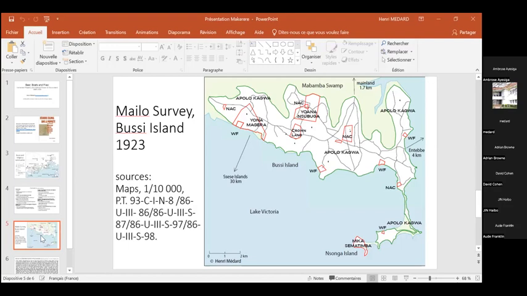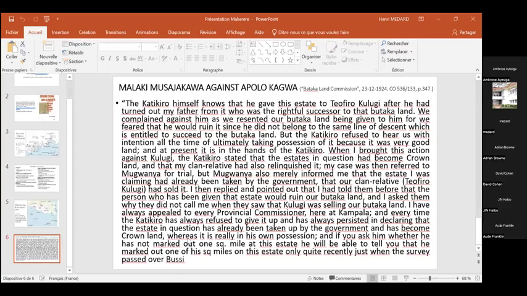Let me now get into, okay, can we actually even show you the other document? We'll go back to the map and we'll go back to this document, but I'll try to explain to you the type of documents. So this is the 1924 Bataka Lands Commission. Holly Hansen studied it very precisely.